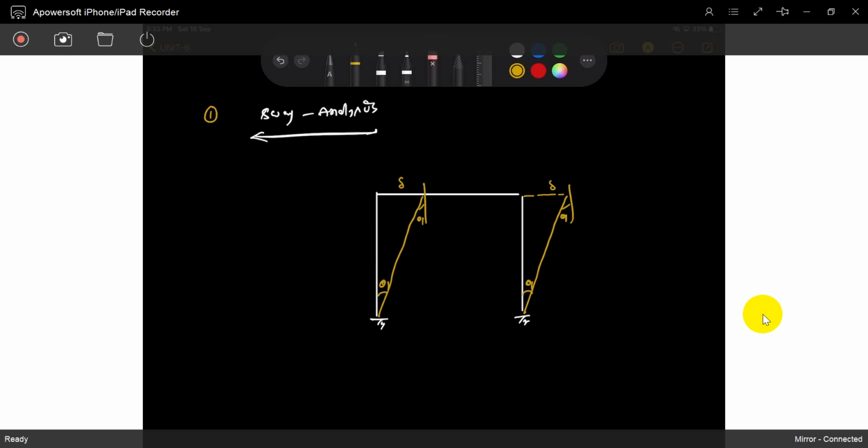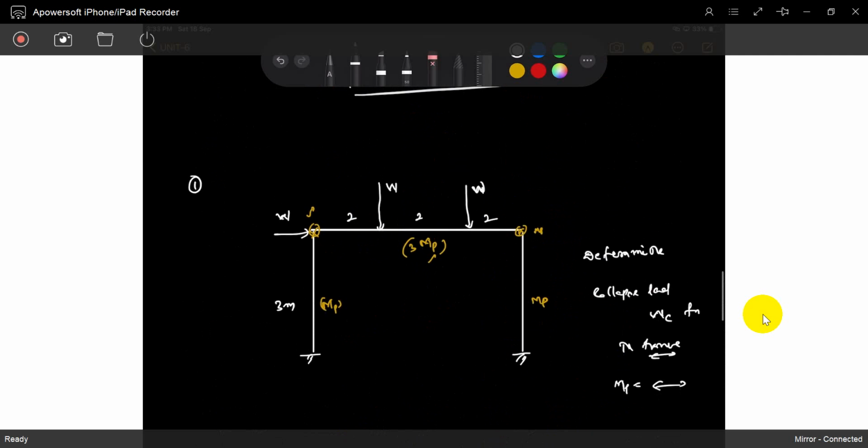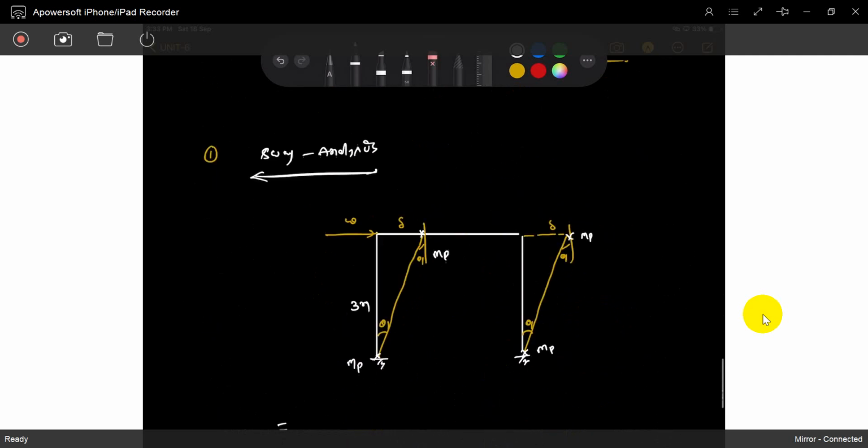The load is W. So what is this capacity? This capacity is MP, and this capacity we also have to take as MP only, because that is the intersection between MP and 3 MP. The hinge is formed at the lower cross section. Okay, it's very easy. What is the external value? What is the height? I gave a height of 3 meters.